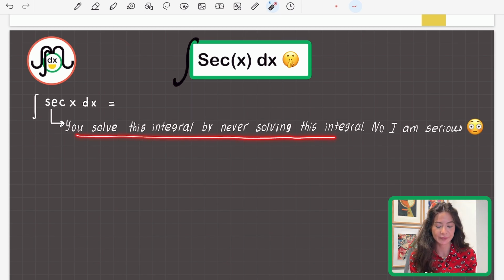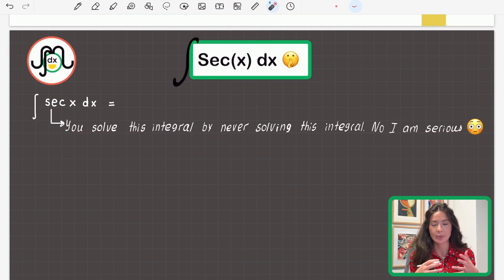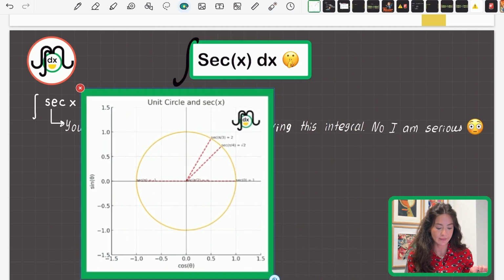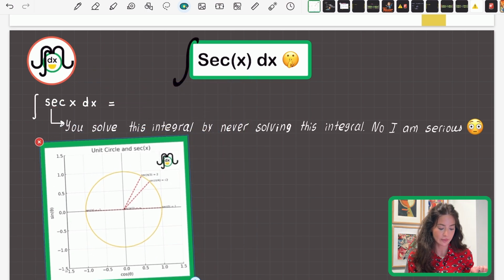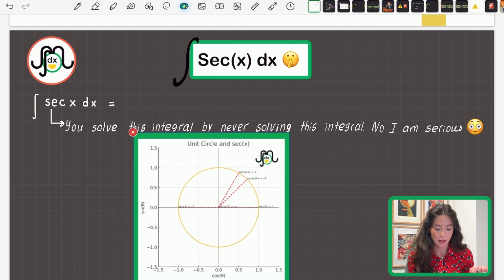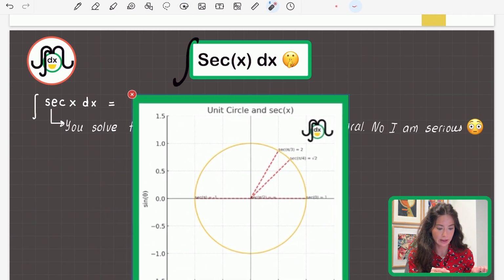But first of all, I'm not joking when I say that you don't take this integral. You take this integral by never taking it. With trig, you can use trig identities and move to a different integral and take that one. Actually, there was a difficulty involved with this integral initially, and the teacher of Isaac Newton was the one who solved it. He used limits to avoid this problem that I'm going to show you in a second.